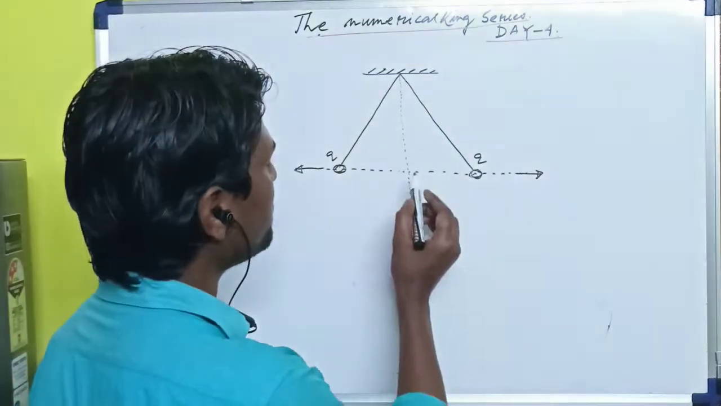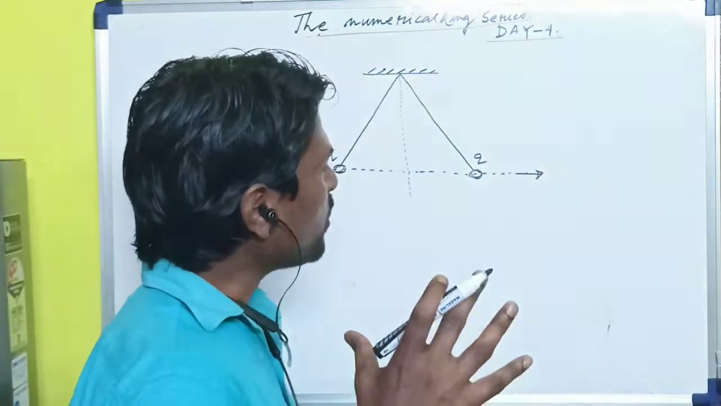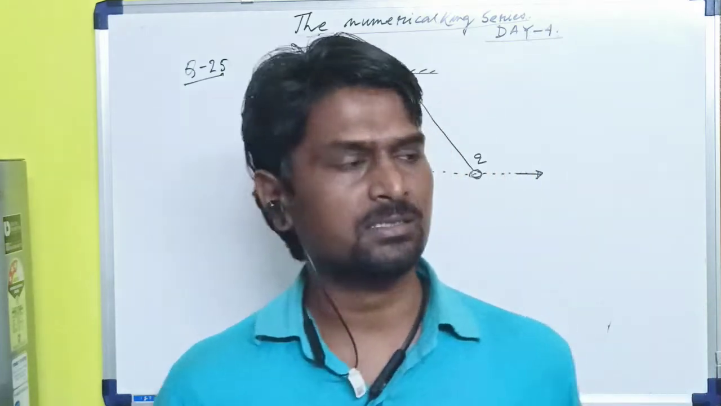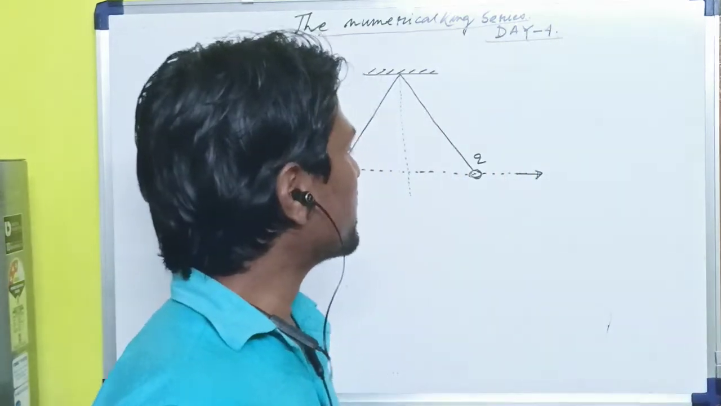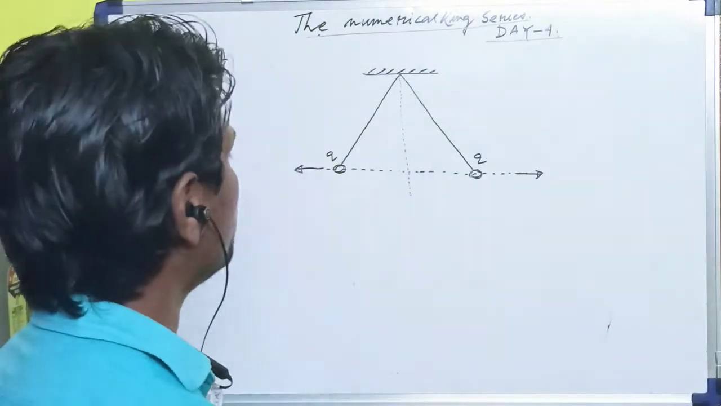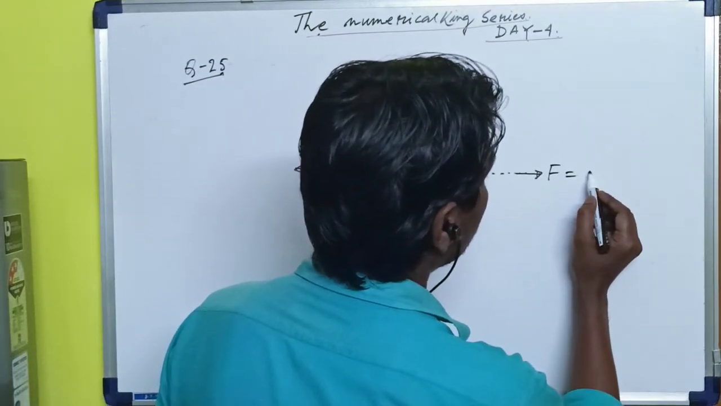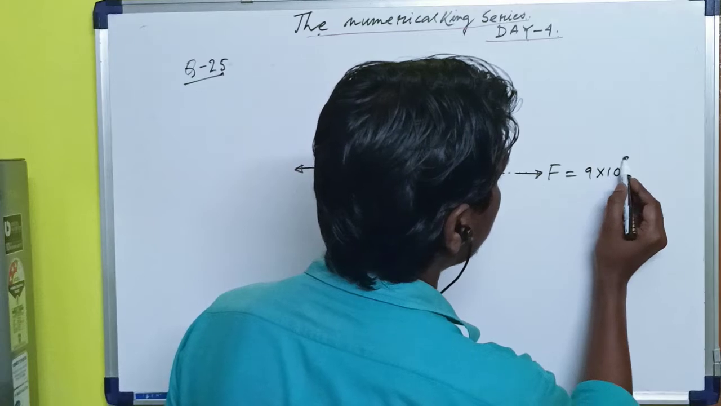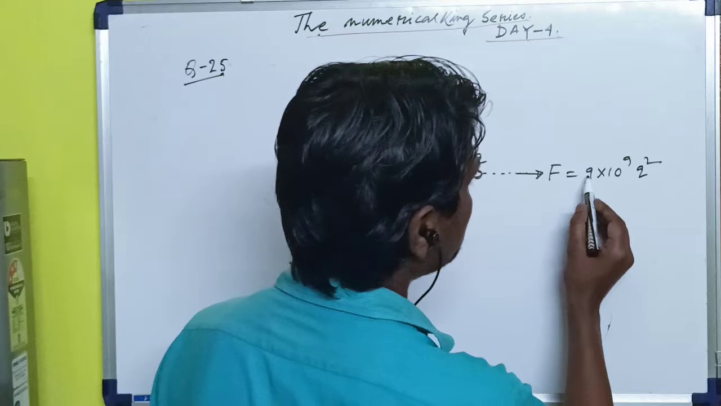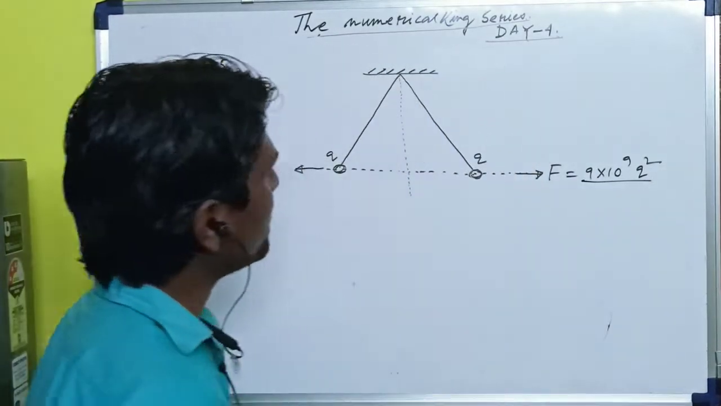So this is a Coulombian repulsion force. And what is the Coulombian repulsion force? It is the amount of force that acts between two charges. It may be like or unlike charges. This is F equals kappa q1 q2 by r square. Kappa is a Greek letter and it is 9 into 10 to the power 9. So the force is F equal to 9 into 10 to the power 9 into q square, divided by r square.